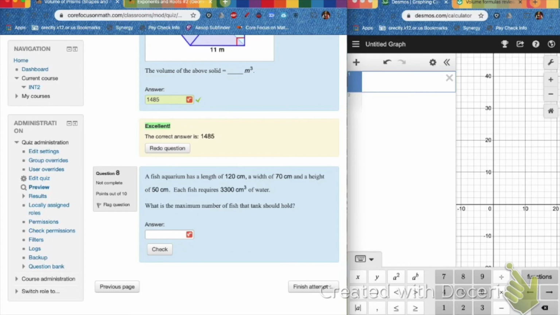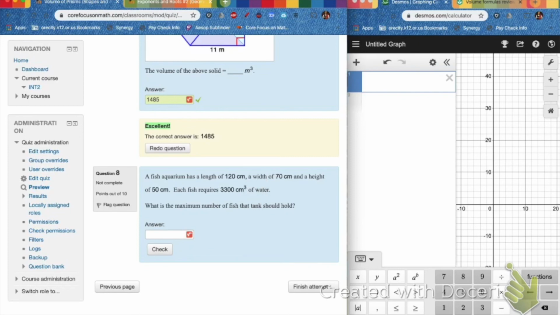fish, I need to take a drink of water. I'm talking too much. Requires 3,300 cubic centimeters. That means same thing as centimeters to the third power of water. What is the maximum number of fish that a tank should hold? There's that water. All right. It only seems fitting that I'm drinking water, given that this is also talking about water.